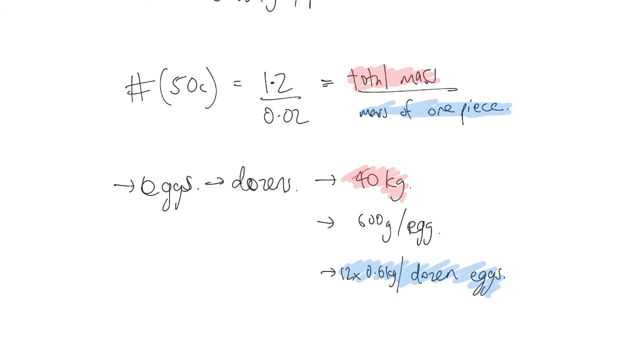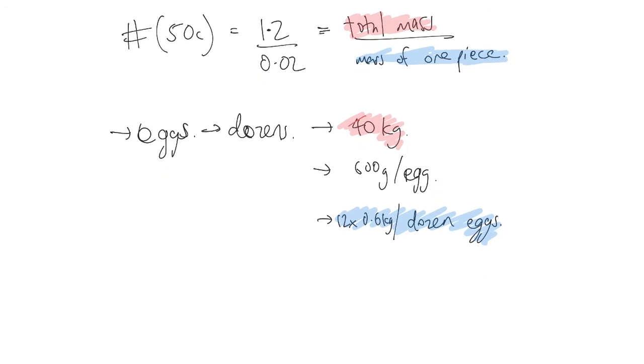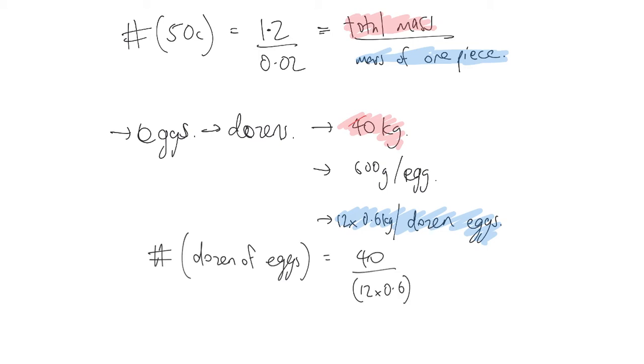So my formula will be, instead of the number of 50-cent pieces, I'm going to be working out the number of dozen eggs, which will be equal to 40 divided by 12 times 0.6, which is the amount which 1 dozen weighs. So that's the kind of idea that we're working towards.